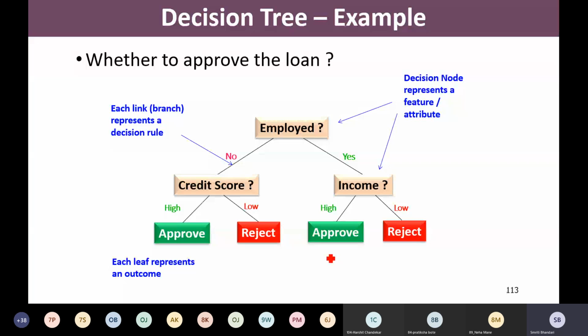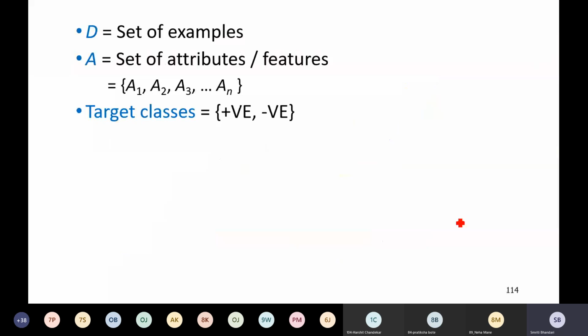Actually, the decision tree is a very powerful tool that can be used. So let us proceed further with some more details, and then we'll focus on the decision tree algorithm known as the ID3 algorithm. Now let us assume that initially we have a set of examples. Let us assume that D is the set of examples.